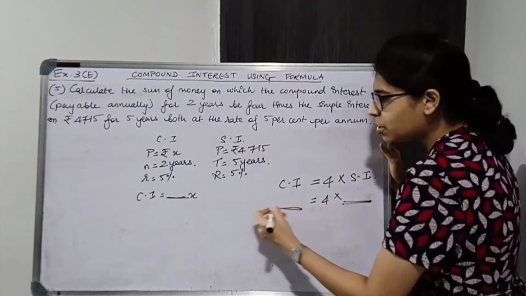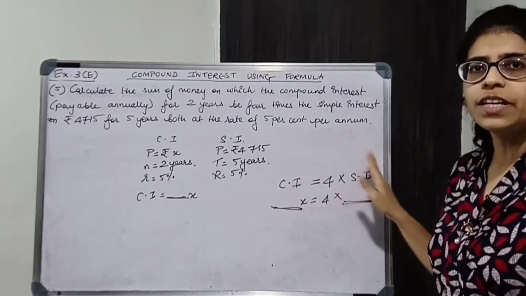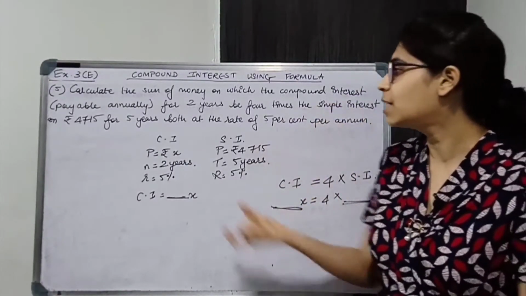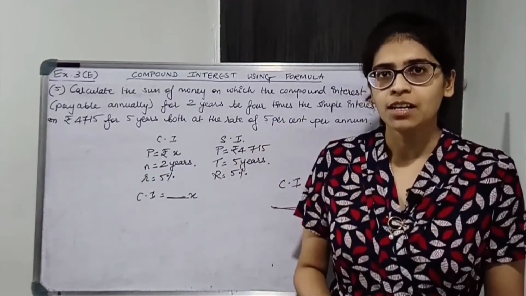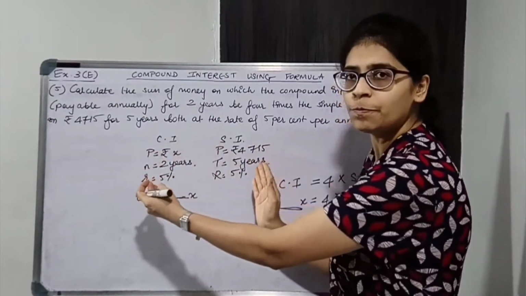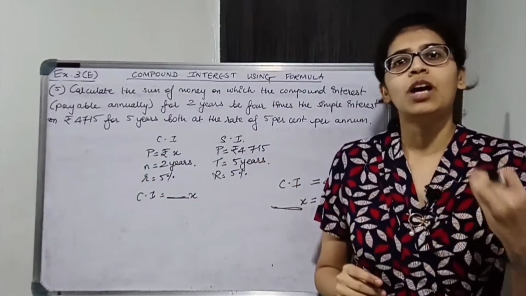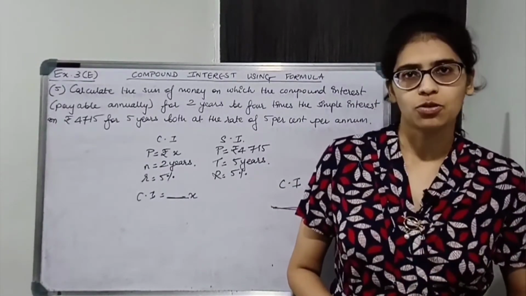You will substitute the values and solve. On solving you will get the value of x, that is the sum of money in case of compound interest. So it's very easy. You just need to sort it out according to the two interests given to you. Write down all the information separately and then you will come to know how to solve. So now let us write down the given in a proper manner and start solving.